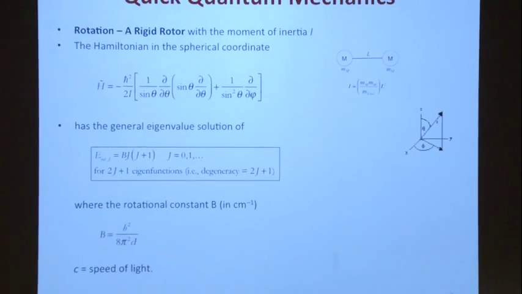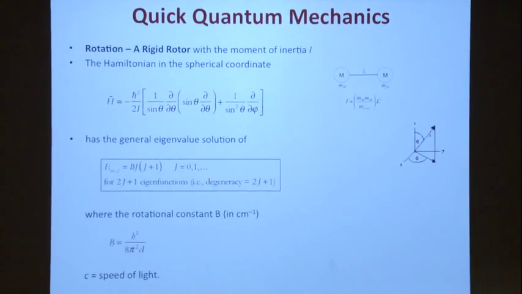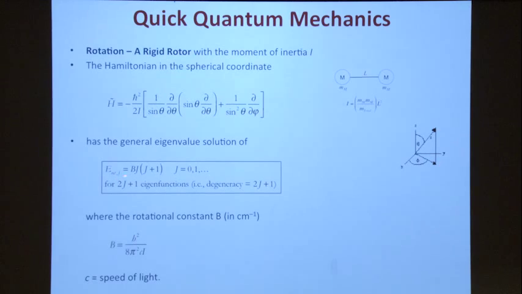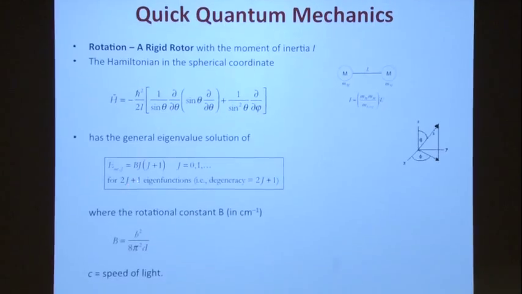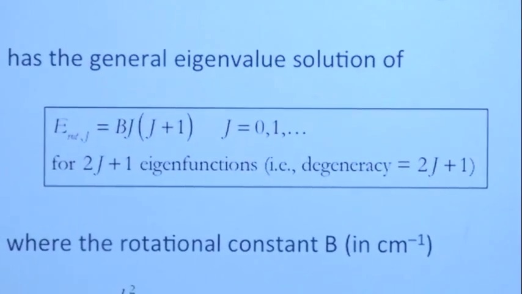We also did something about the rotation. Very quickly, this is the rotational energy. J is the rotational quantum number. B is the rotational constant, which is inversely proportional to the moment of inertia of the molecule. And we're talking about a degeneracy of 2J plus 1 for each energy level.